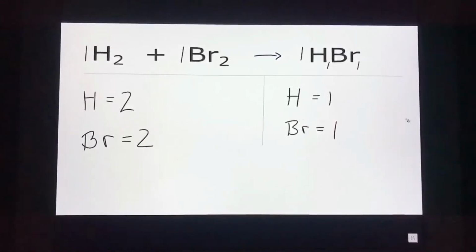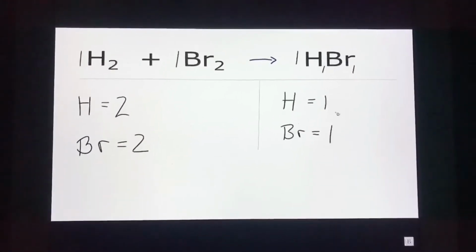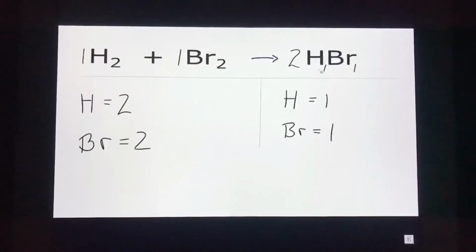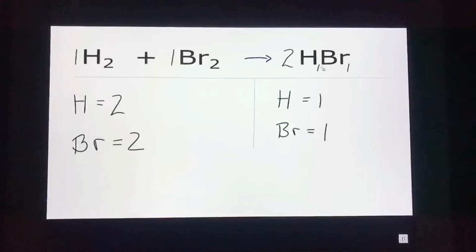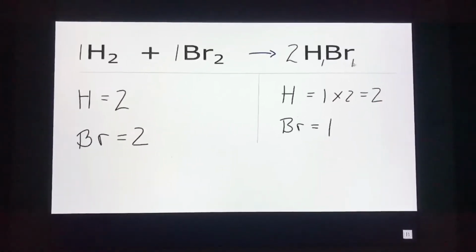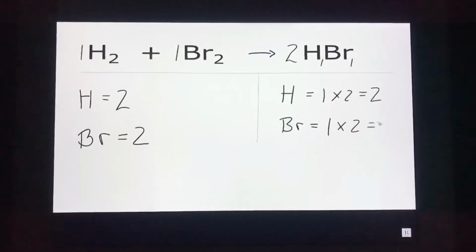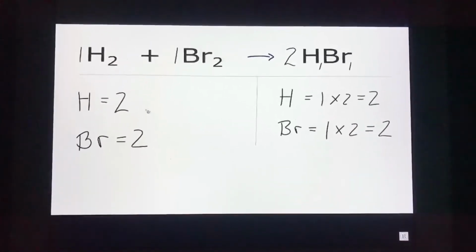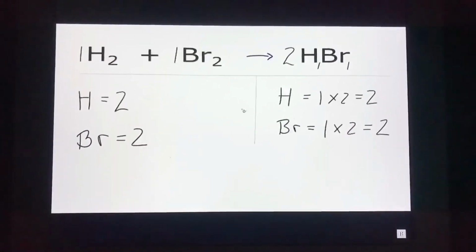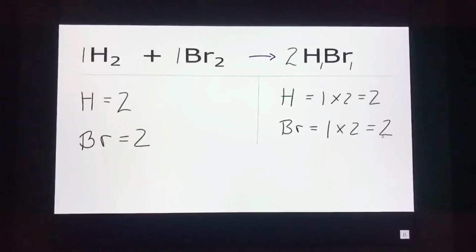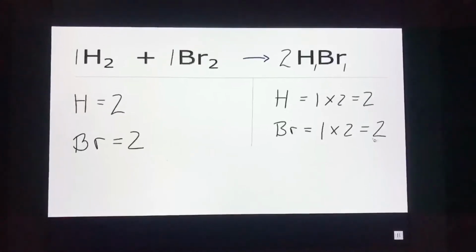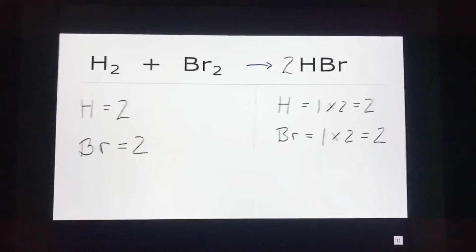Now we have to balance, because according to the law of conservation of mass, atoms in reactants and products have to be the same. So here you see we can put 2 over here. Now hydrogen is 2 and bromine also 2. So our reaction is balanced. Hydrogen 2, bromine 2, here bromine 2. You can see very clearly. Now we will go to the next.